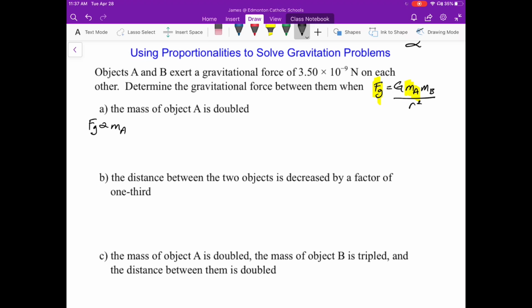The gravitational force varies directly as the product of the masses. In other words, directly in this case is just multiplication. So if you double one of the masses, you're putting in a factor of 2. That means you're going to double the amount of force. So the final gravitational force is 2 times that initial gravitational force.